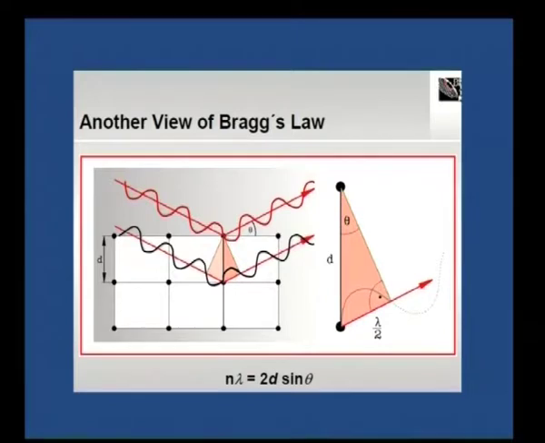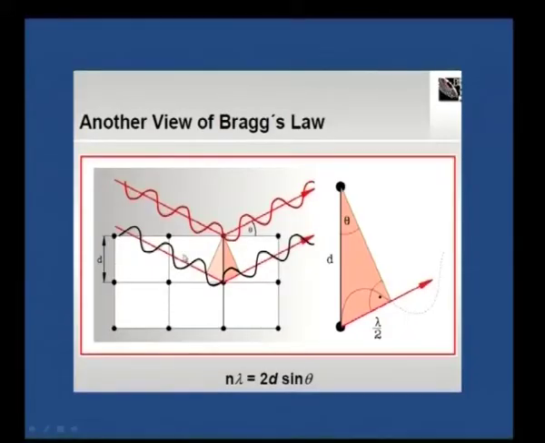So the path difference should be an integral multiple of lambda. If instead of n lambda, it is n plus half into lambda, or lambda by 2, what does it mean? Lambda by 2 means a crest is meeting a trough. Then there will be destructive interference, the displacement will be 0. So your path difference should be lambda.